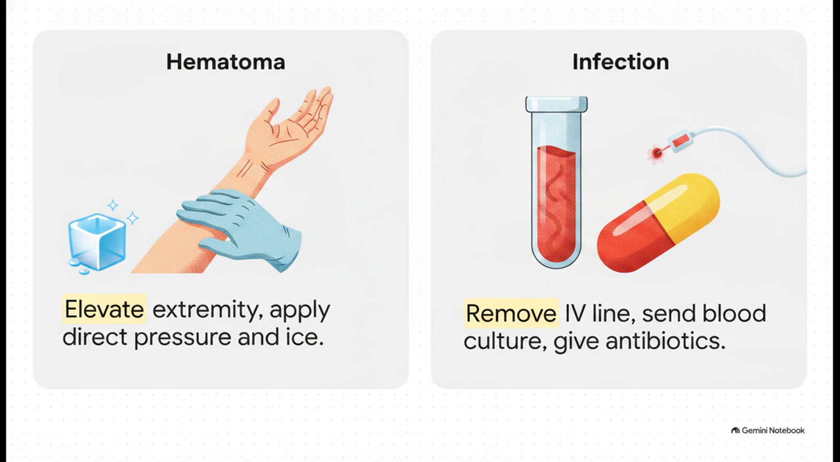For a hematoma, we're dealing with active bleeding. You need to elevate the extremity, apply direct pressure to promote clotting, and throw on an ice compress to cause vasoconstriction. But for an infection, your priorities shift instantly. You still pull the line, absolutely, but then you've got to get a blood culture sent off immediately to identify the invader and then start administering targeted antibiotics.